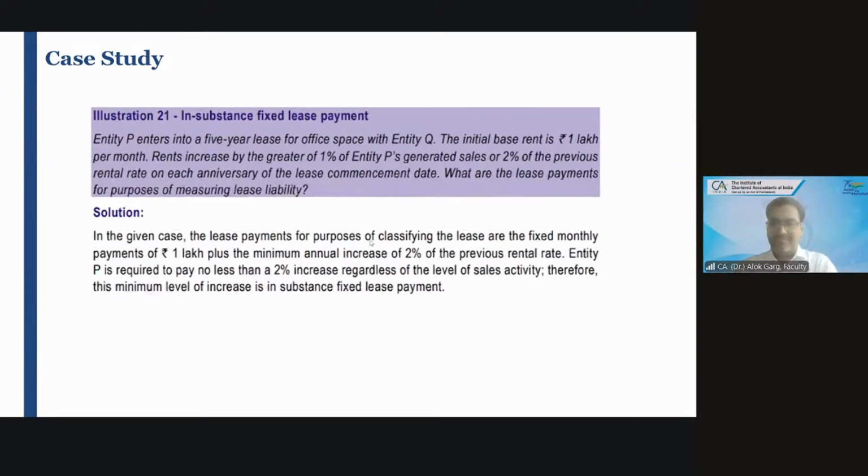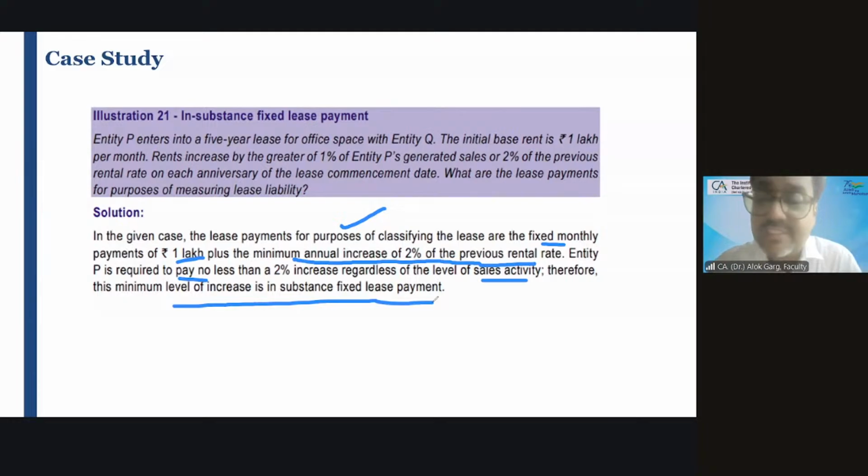So in this case, the lease payment for the purpose of classifying the lease are fixed monthly payment of 1 lakh plus the minimum annual increase of 2% of the previous rent. Entity P is required to pay no less than 2% increase regardless of the level of the sales activity. Therefore, the minimum level of increase is in substance fixed lease payment.